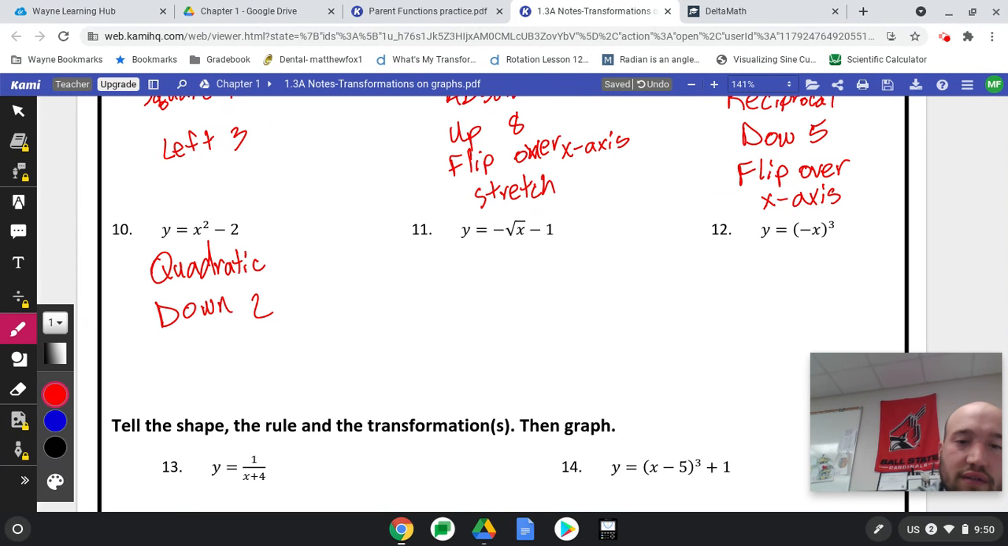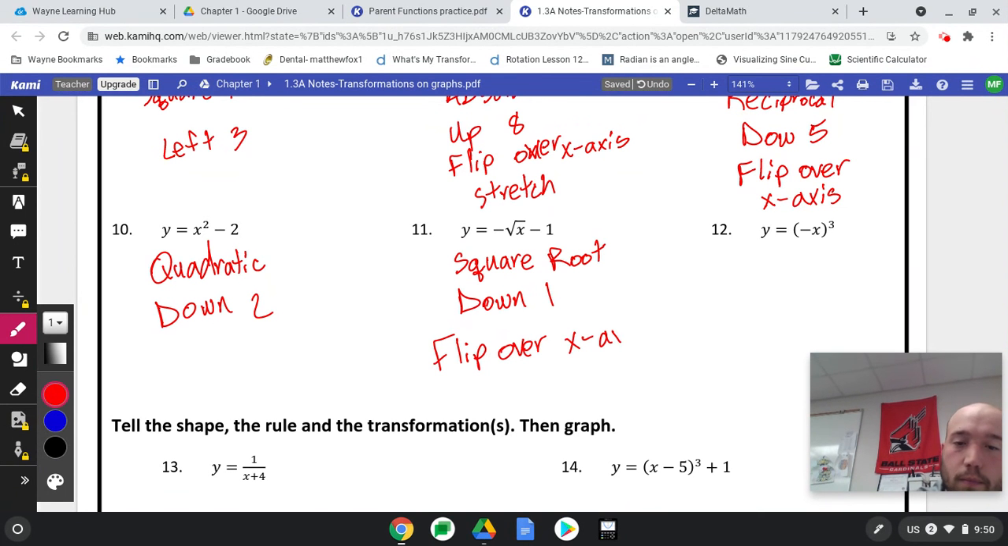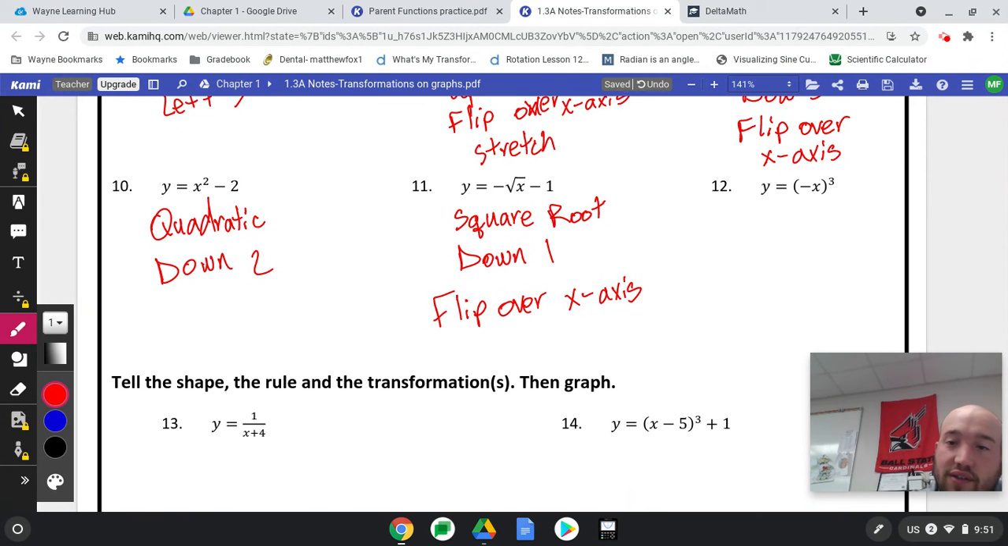Number 11, it's going to be a square root. It's going to go down 1 and flip over the x-axis. And finally, the last one is a cubic, and with that negative inside, it will flip over the y-axis. And with the cubic, that will actually change some things.